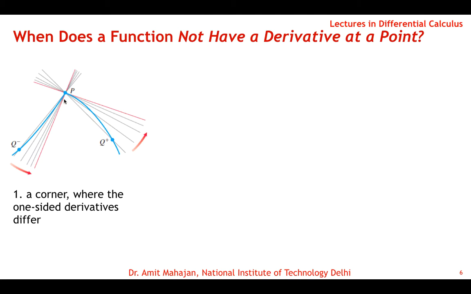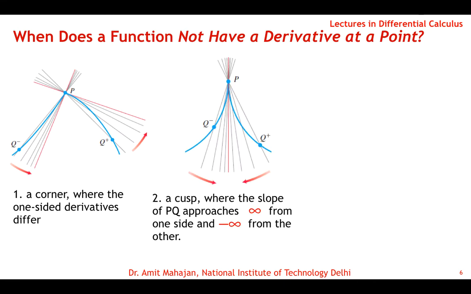Because the left-hand derivative and the right-hand derivative are not the same, that means the one-sided derivatives give different values, then we call this a corner point, and in this case the derivative at this point does not exist. The second possibility is a cusp.